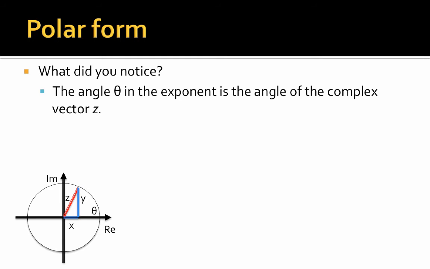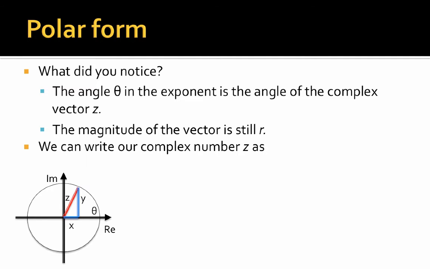In each case, the angle in the exponent, so e to the i theta, is the angle of the complex vector z. If you were to write your complex vector z as x plus iy, the angle would be the same as e to the i theta. And the magnitude of your complex vector is still r. In the examples we did above, the magnitude was simply 1 because we didn't multiply the e to the i theta by any other constant.